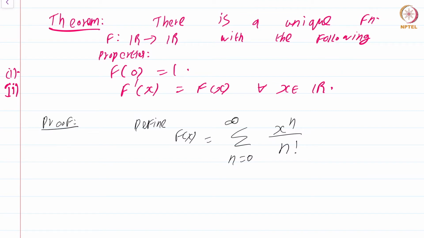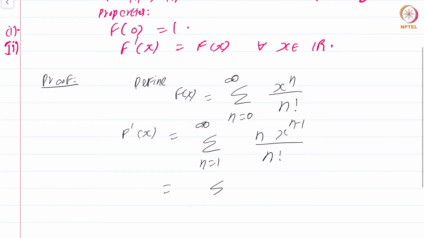Let's compute its derivative. Well, f prime of x, we know that if a power series converges, then in the interval of convergence, you can do term by term differentiation. So this will be summation n equals 1 to infinity n x power n minus 1 by n factorial, which you can just see is just summation n equals 0 to infinity x power n by n factorial. Okay, and it's also clear that f of 0 is equal to 1. That is also trivial to see. So all we have to show is that this function f converges at every point of the real numbers.